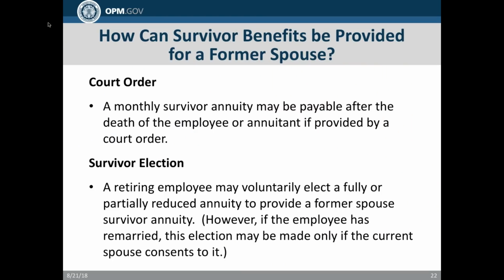A monthly survivor annuity may be payable after the death of the employee or annuitant if provided by a court order. Survivor election. A retiring employee may voluntarily elect a fully or partially reduced annuity to provide a former spouse survivor annuity. However, if the employee has remarried, this election may be made only if the current spouse consents to it. So, survivor benefits can either be awarded in the court order, or the annuitant can elect on his retirement application to provide a survivor benefit to his former spouse.